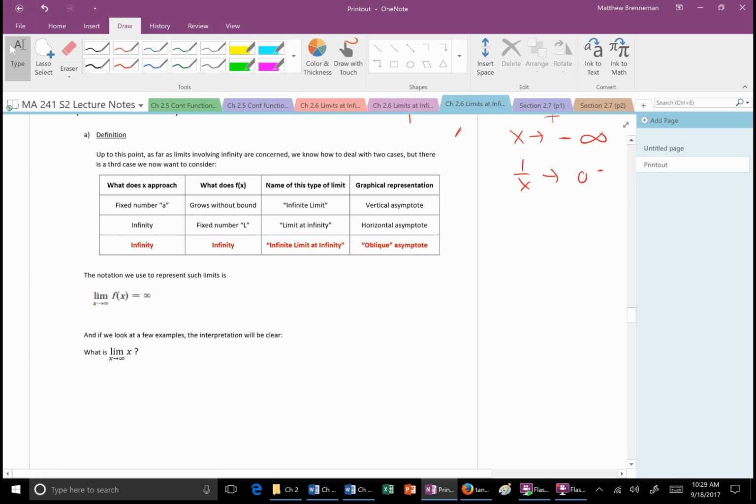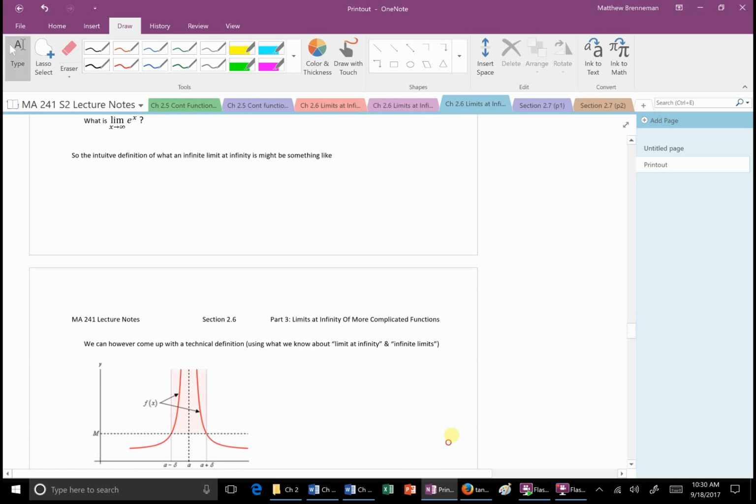Okay, so this is just making the point that limits really correspond to asymptotes. When you have an infinite limit, it's a vertical asymptote. When you have a limit at infinity, it's a horizontal asymptote. When you have a limit at infinity that's infinite, it's generally going to be an oblique asymptote. We're not going to talk a lot about oblique asymptotes. We're just going to say it goes to infinity.